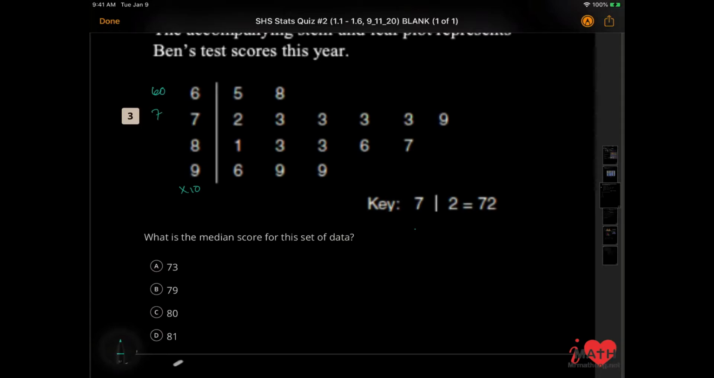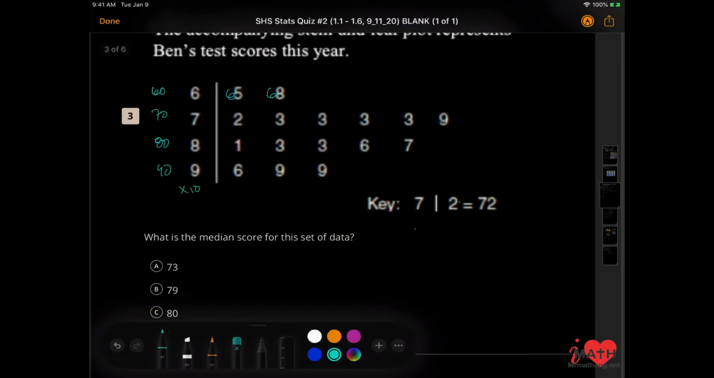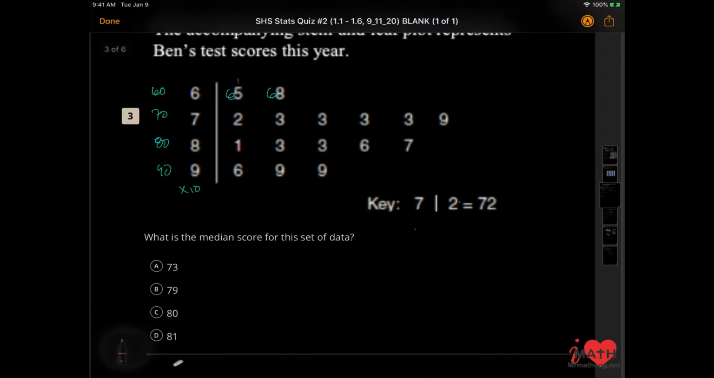Now the stem here represents 10, so 6 times 10 is 60, 7 times 10 is 70, 8 times 10 is 80, 9 times 10 is 90, and then the leaves are the ones place, so that's 65, 68. But you can just do this trick. Here's one way of doing the problem.